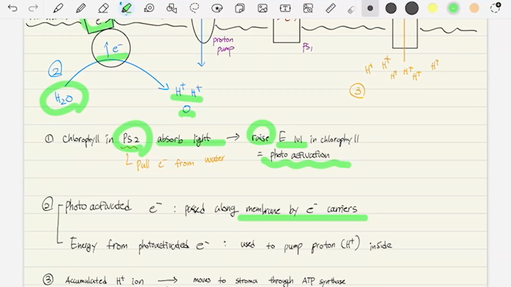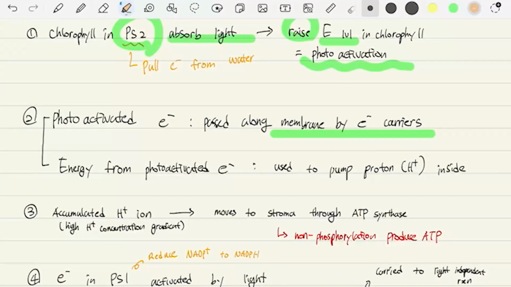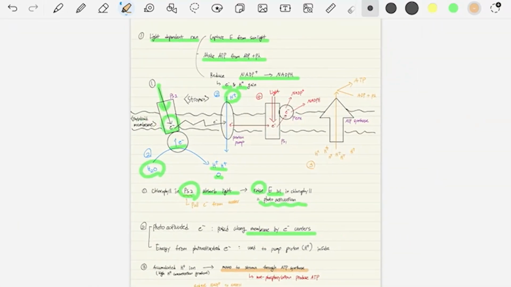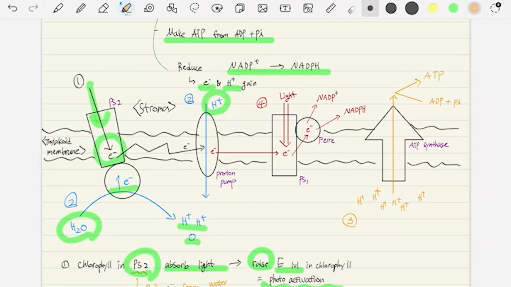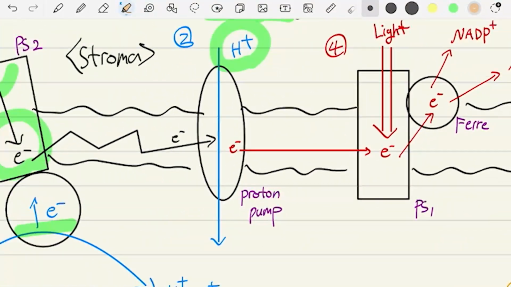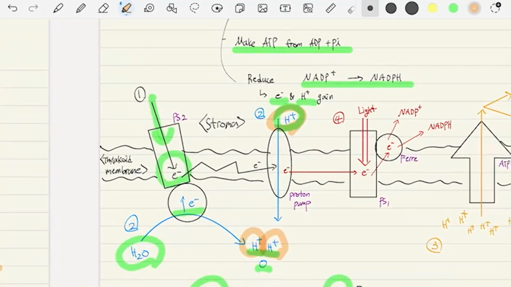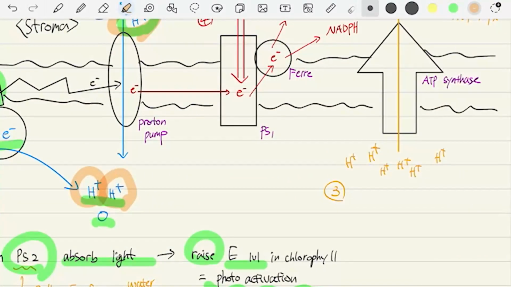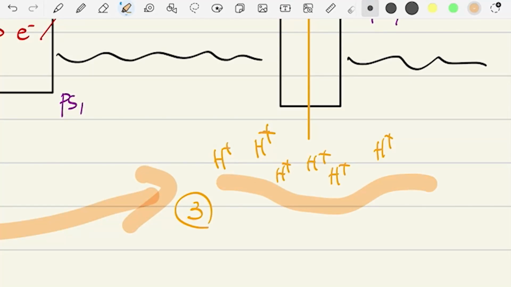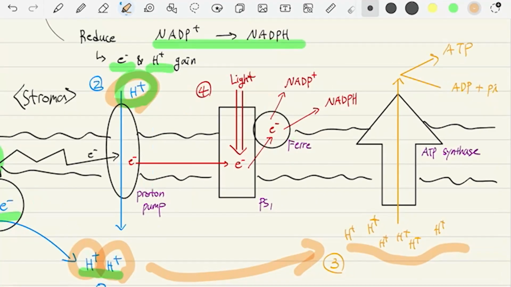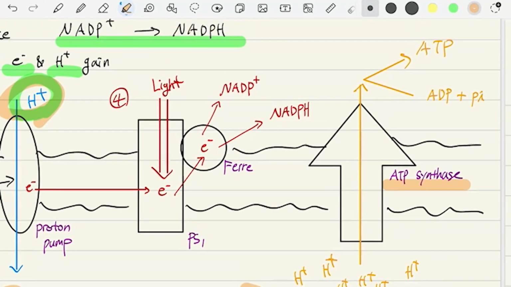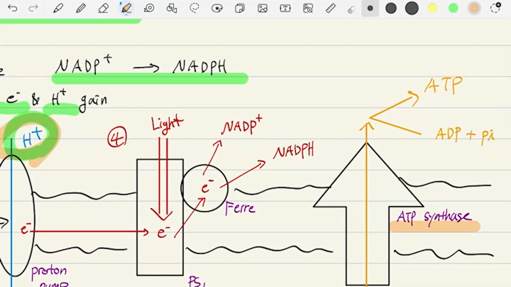These accumulated H plus ions move to the stroma through ATP synthase, and they move because of the high H plus concentration gradient. What I mean by that is, as I said in the second step, many hydrogen ions are produced, and there are also hydrogen ions entering the thylakoid. These hydrogen ions gather up and create a concentration gradient, which causes them to go through ATP synthase and create ATP from ADP.